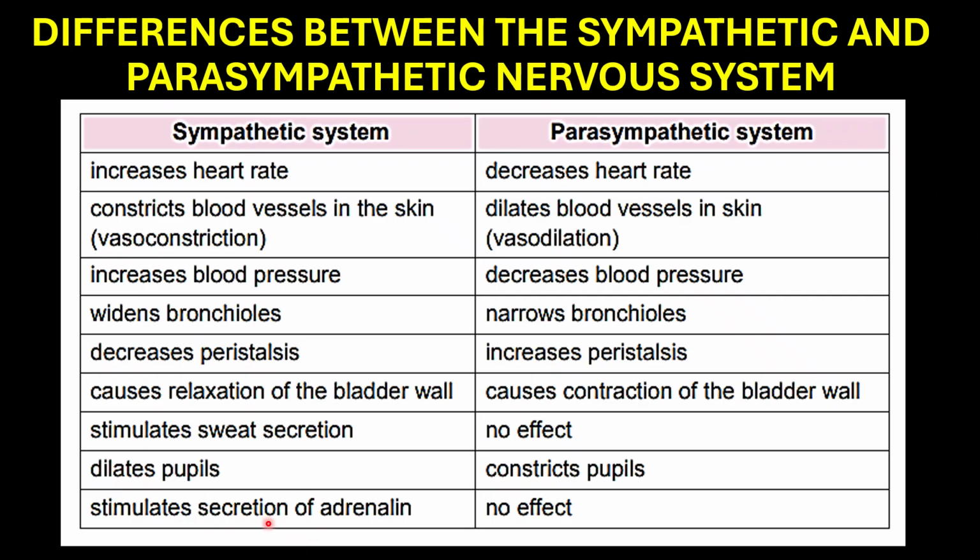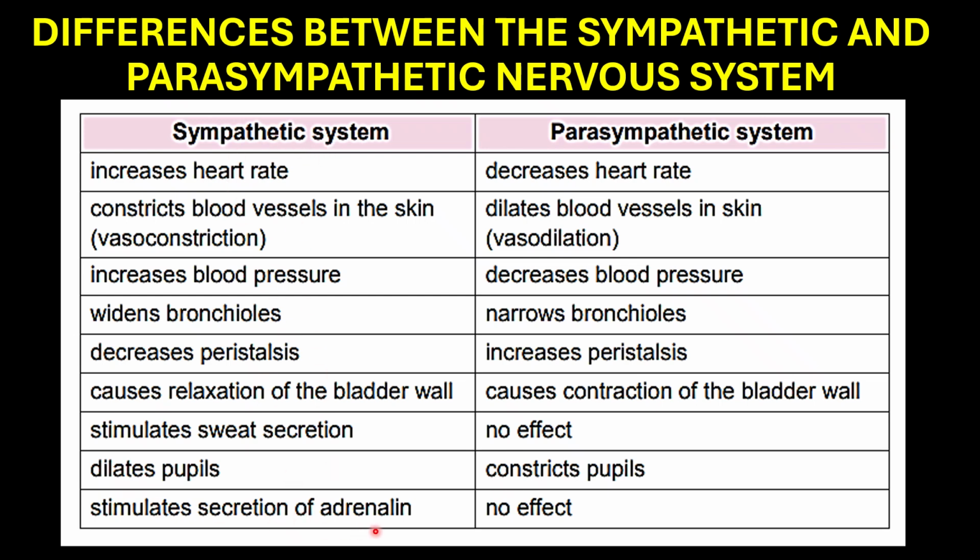So if the adrenal gland secretes adrenaline when the person is under emergency, the effect is the same as what the sympathetic system does. In other words, what I want you to know is that the effect of the sympathetic branch of the nervous system under a stressful situation is the same as the effect of the hormone adrenaline when released into the blood when the person is under a stressful situation. This hormone adrenaline will increase the person's heart rate. It will constrict blood vessels, increase blood pressure, widen the bronchioles, decrease peristalsis, cause relaxation of the bladder wall, stimulate sweat secretion, and dilate pupils. Hence, the functions of adrenaline on the body and the effects of the sympathetic branch on the body are one and the same thing.